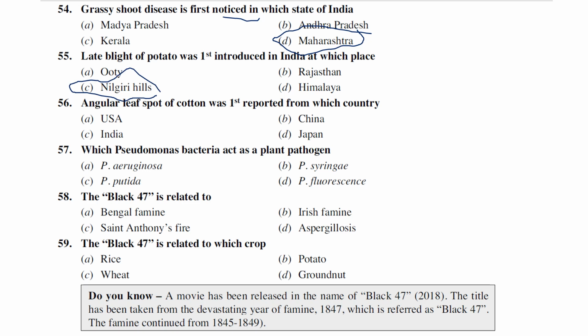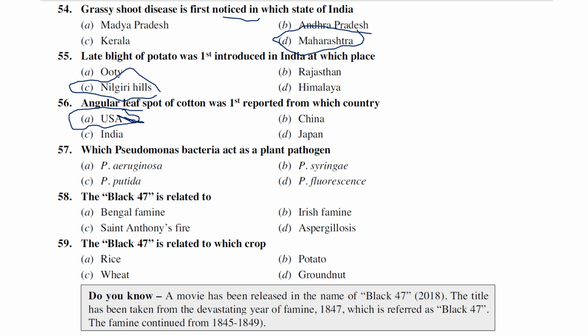Angular leaf spot of cotton was first reported from which country? USA, China, India, or Japan. I think angular leaf spot of cotton, that is bacterial blight of cotton, was first reported from USA. It was reported by, I think, Atkinson in 1892. Atkinson in 1892 first identified this bacterial blight of cotton. USA is definitely the answer, but Atkinson was the first person who discovered this angular leaf spot of cotton.